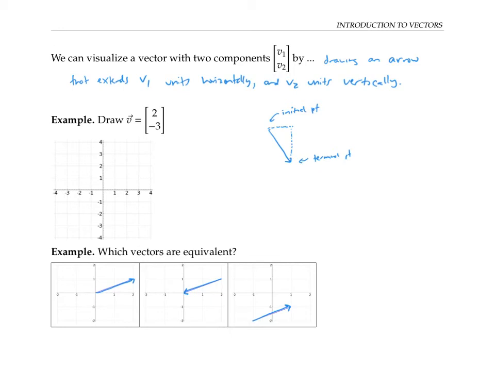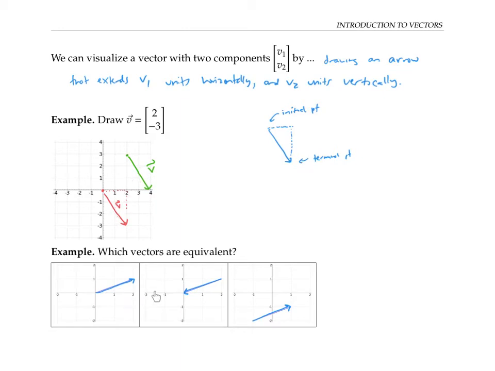It's often convenient to put the initial point of the arrow at the origin. So then going over 2 horizontally and down 3 vertically would give me this arrow to represent v. But it's perfectly fine to start the arrow anywhere else. So for example, I could put the initial point here, go over 2, down 3, and get this arrow to represent v. Since it doesn't matter where we put the initial point, only how far over and down we go, we say that a vector has a length and a direction, but not a position. Any two arrows that can be dragged over to lie on top of each other represent the same vector.